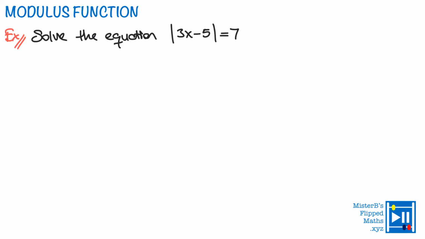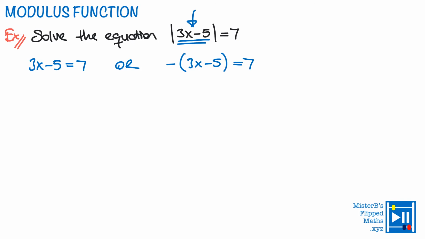We're going to say this 3x minus 5, this expression will come out of absolute value either like 3x minus 5 equals 7, or, depending on the value of x, it may be minus 3x minus 5 equals 7, right? Because if x is less than 5 over 3, then this expression will be negative. And in absolute value, we have to make it positive.